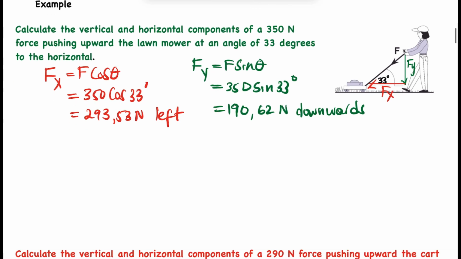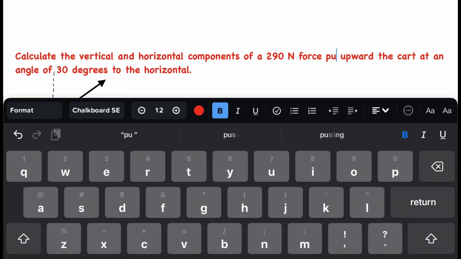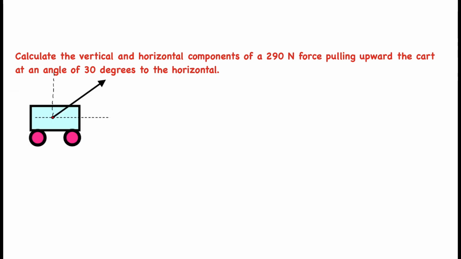Let's look at the second example. The second example says calculate the vertical and horizontal component of a 290 newton force pulling. It's not supposed to be pushing, it's supposed to be pulling. There, guys, it's supposed to be pulling. Let me fix it. It's pulling upwards, the cart at an angle of 30 degrees to the horizontal.